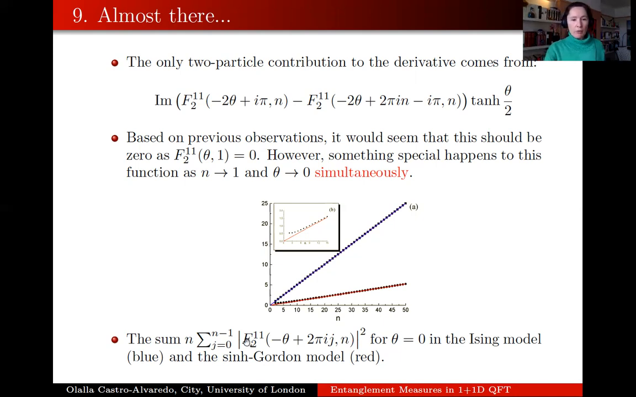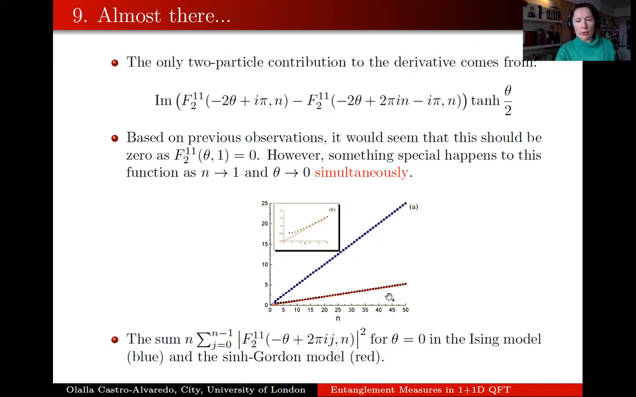So on the one hand, we know that these functions here are all 0 when n is 1. But on the other hand, we see that the natural analytic continuation of this sum when n goes to 1 is a half. Now, this is something you see for Ising, but if you look at an interacting theory like sinh-Gordon, which is the other line here, you realize that this also happens there.